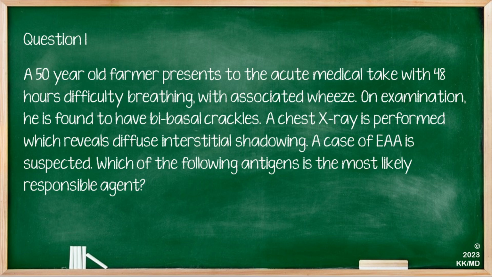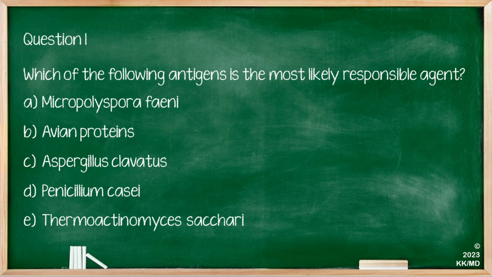So now for a question. A 50-year-old farmer presents to the acute medical take with 48 hours difficulty breathing, associated with wheeze. On examination, he is found to have bibasal crackles. A chest X-ray is performed which reveals diffuse interstitial shadowing. A case of EAA is suspected. Which of the following antigens is most likely the responsible agent? So our options are Micropolyspora faeni, avian proteins, Aspergillus clavatus, Penicillium casei, and Thermoactinomyces sacchari.